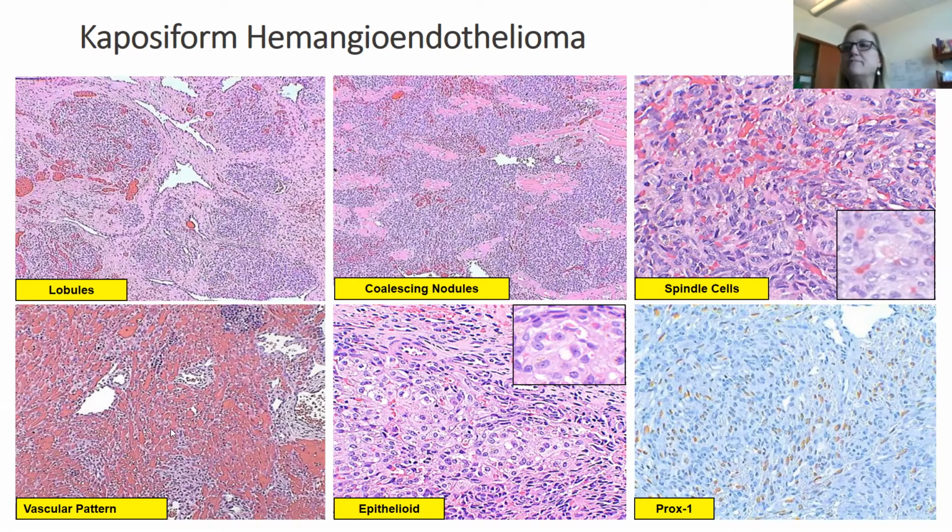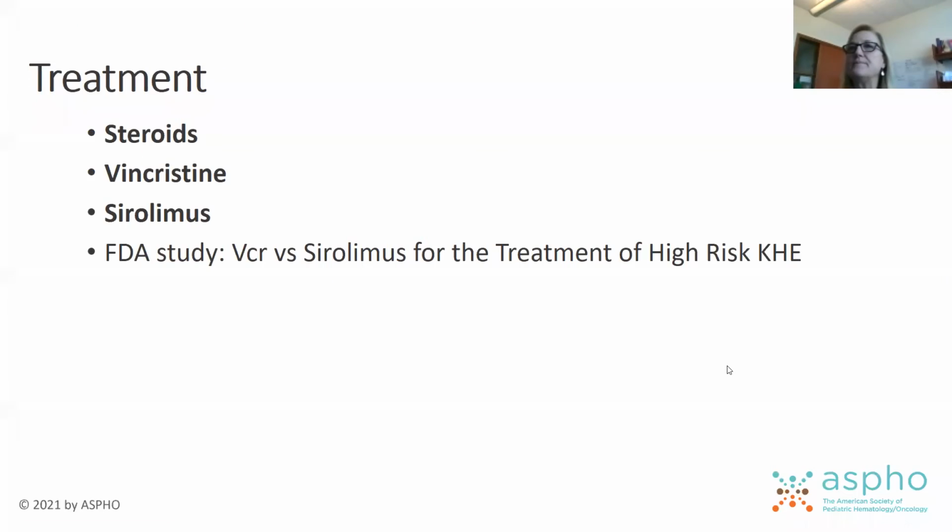You can have a lot of bleeding and platelet microthrombi in there. You can also have cells that look epithelioid in nature, and these are the endothelial cells. They stain positive for PROX1 because it is a lymphatic tumor.